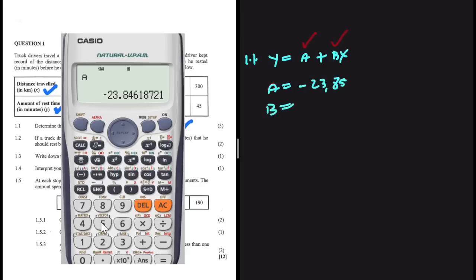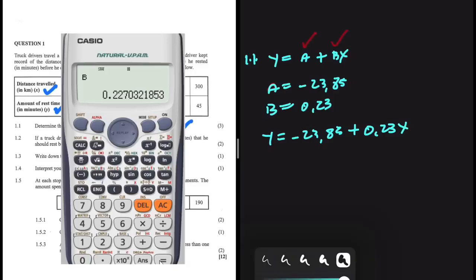Now I'm interested in the value of B. So I'm going to press AC, shift 1, 5 for regression, and now I press 2 for B. B is equal to 0.23 if I round it off to 2 decimal places. So there we go. We have the equation for the least squares regression line using our calculator. y equals minus 23.85 plus 0.23 multiplied by x. That is our equation for the least squares regression line.